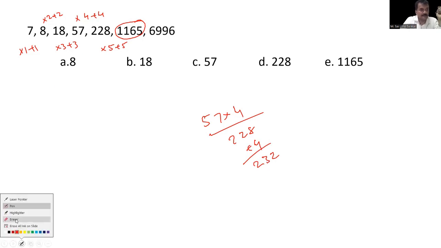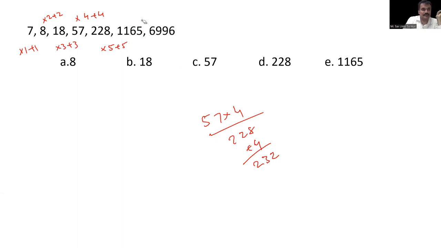Okay. So what happened? Your calculation part is also very, very important. Instead of 228, suppose 232 is there. 232 into 5 is 1160, 1160 plus 5 is 1165, which is the required answer. So what is the answer? The answer is option D. 228 is the wrong number in that series. Okay. Next one.